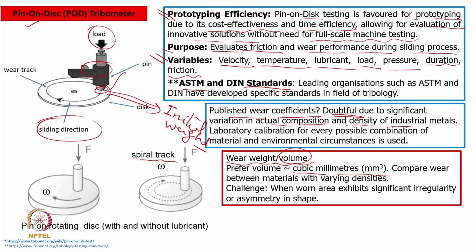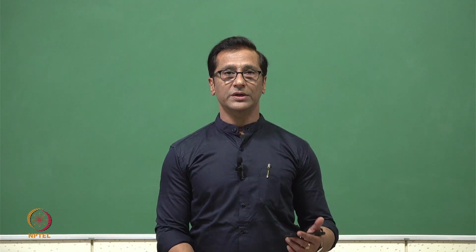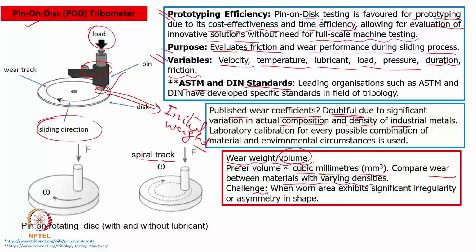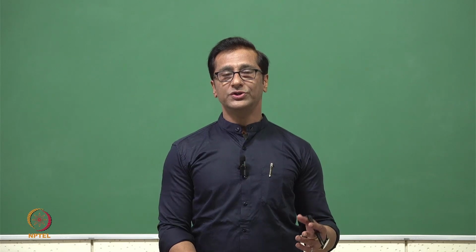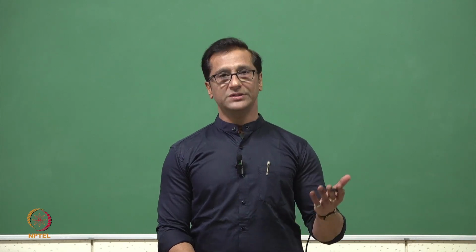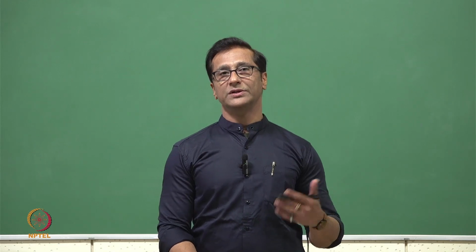Compared to the weight loss, we will prefer the volume loss, and then we can compare materials even though they have different densities, because density plays an important role in this case. However, the major challenge comes because the worn out area exhibits really high irregularities, asymmetry in shape. That means we need to know how to find out the geometry, either in situ or maybe by post processing. If it is done, then it is a preferable method over weight testing.